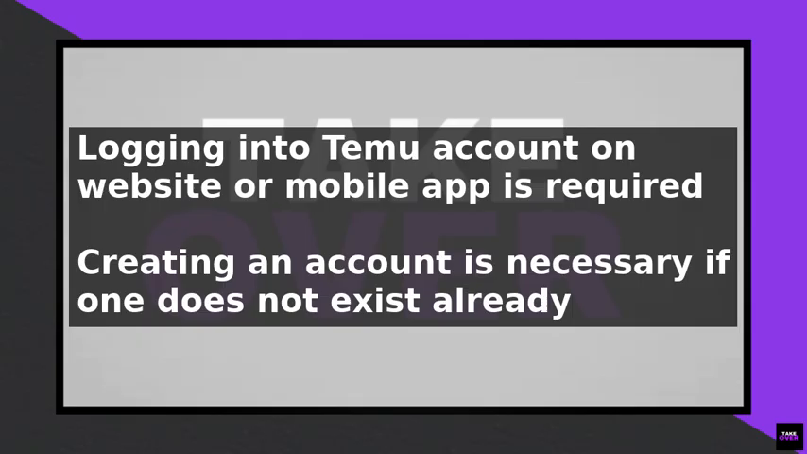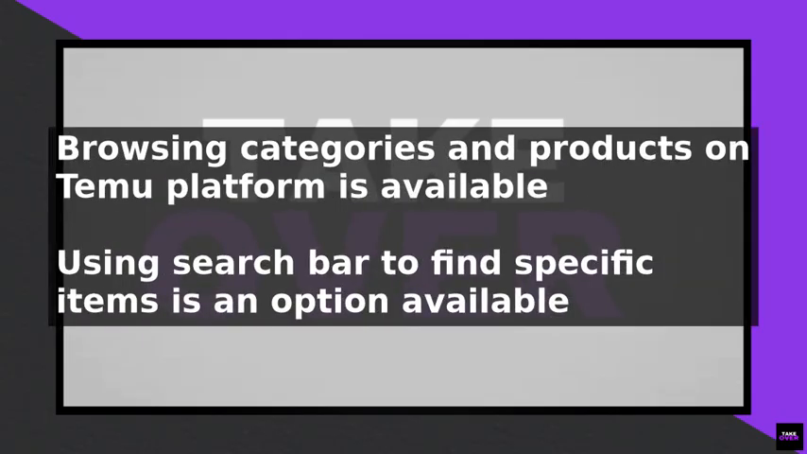You can use the search bar to find specific items or browse through the collections and recommendations. When you find an item you are interested in, click on it to view its details. On the product page, you will see a button that says Add to Wishlist. Click on this button to add the item to your wish list.